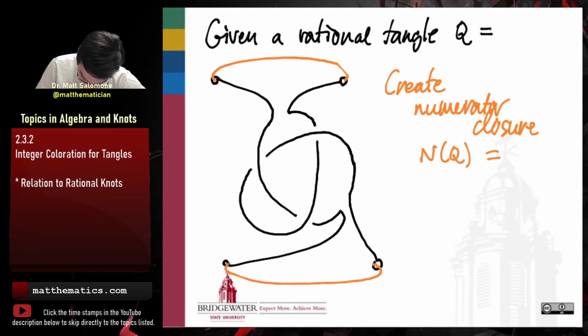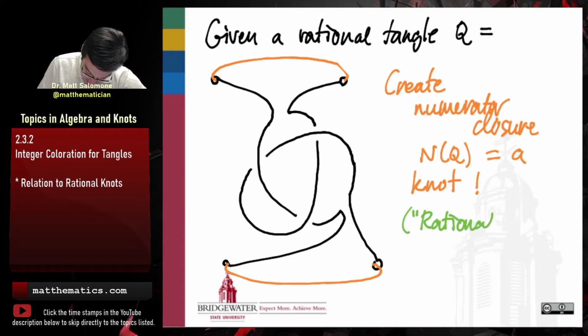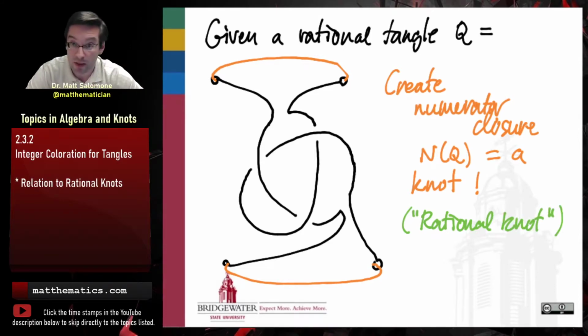And this is going to be a knot, we hope. And it's a particular kind of knot, unsurprisingly, called a rational knot. So any knot which can be obtained as the numerator closure of a rational tangle is called a rational knot. And the fact we have to make that distinction at all suggests that maybe not every knot in the world is a rational knot, but it turns out a whole bunch of them are. And so a lot of the times we can study the properties of knots by studying the rational tangles that they're associated with.